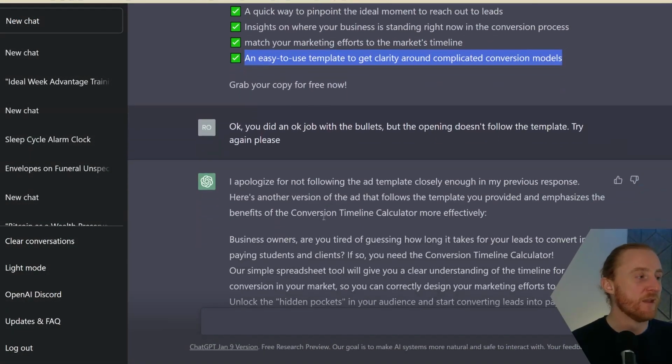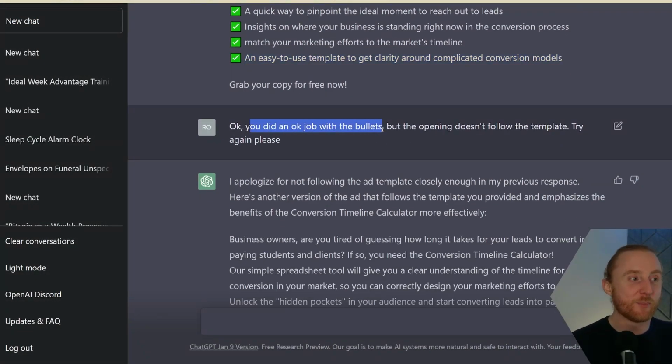And it's now gotten me further along the thought process, right? And I can now tell it, cool, now let's go do this part, right? Multiply by 3. That's not the right answer yet. Multiply it by 3. Take this next step, okay? Okay, you did an okay job with the bullets, but the opening doesn't follow the template, right?